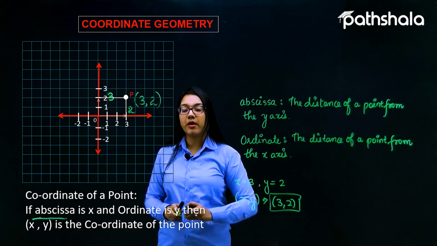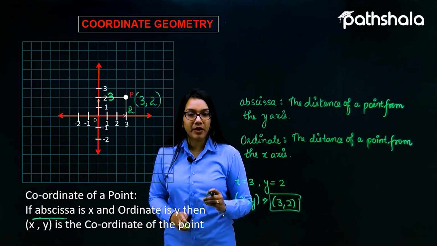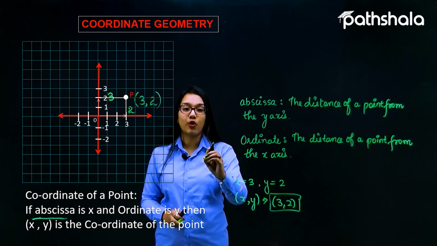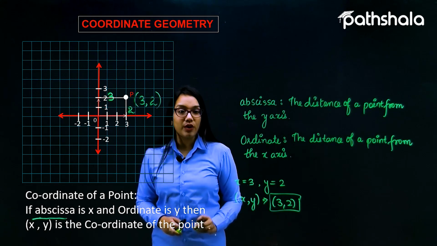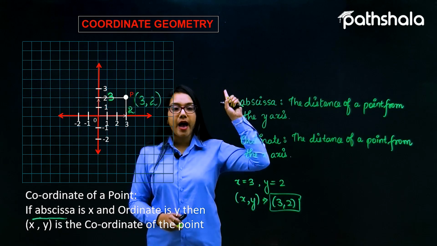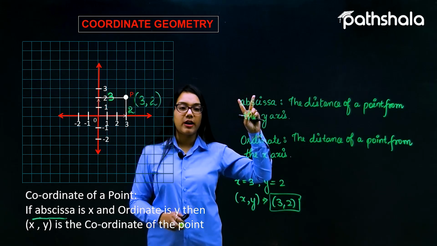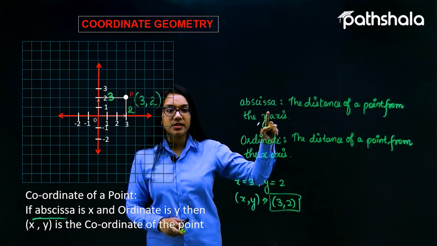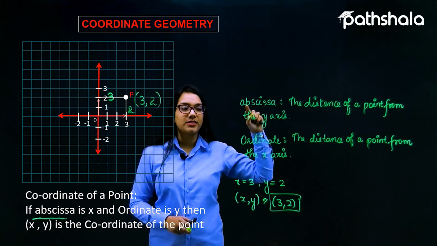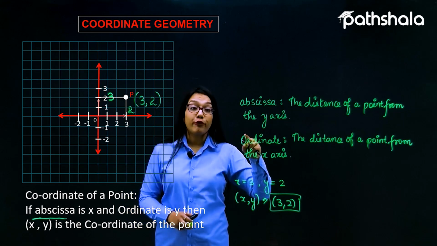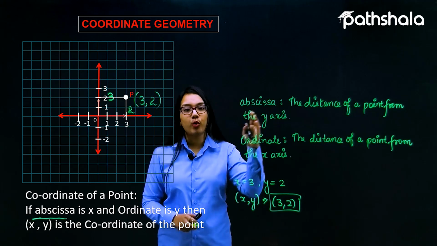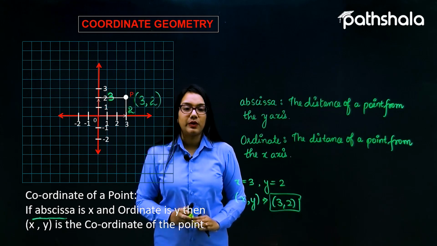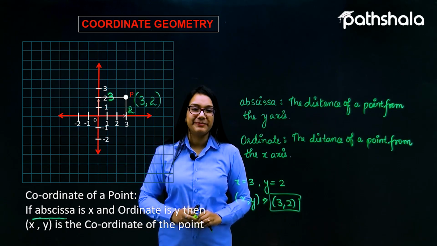So always remember, whenever we want to find out the location of a point in any particular plane, we have to look out for the coordinate of the point. In the coordinate of the point, we have two things, abscissa and ordinate. Abscissa means the distance of a point from the y-axis. Ordinate means the distance of a point from the x-axis. We have to write both of these in a bracket together. So x comma y is called the coordinate of the point.